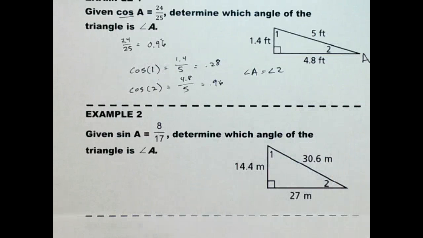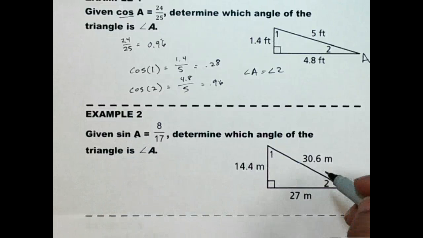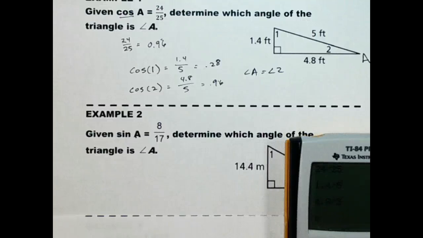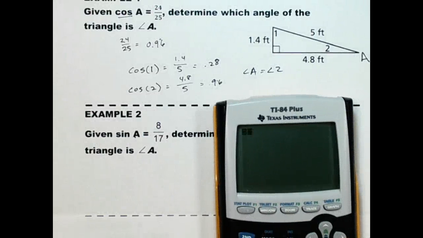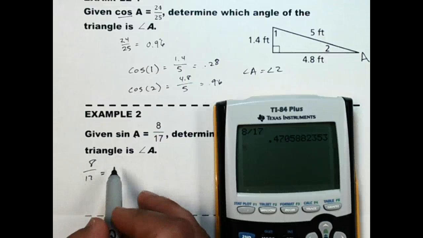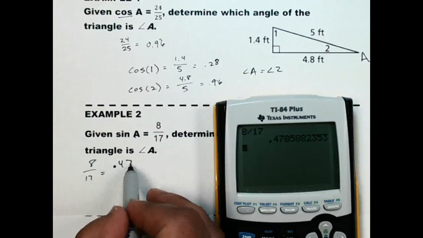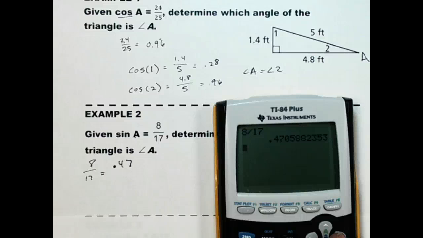All right, next example is the same thing. We're just using the sine function. So again, I want to use a calculator to figure out what 8 divided by 17 is. Okay, so 8 over 17 is going to give me approximately 0.47, if I round it to the nearest hundredth.